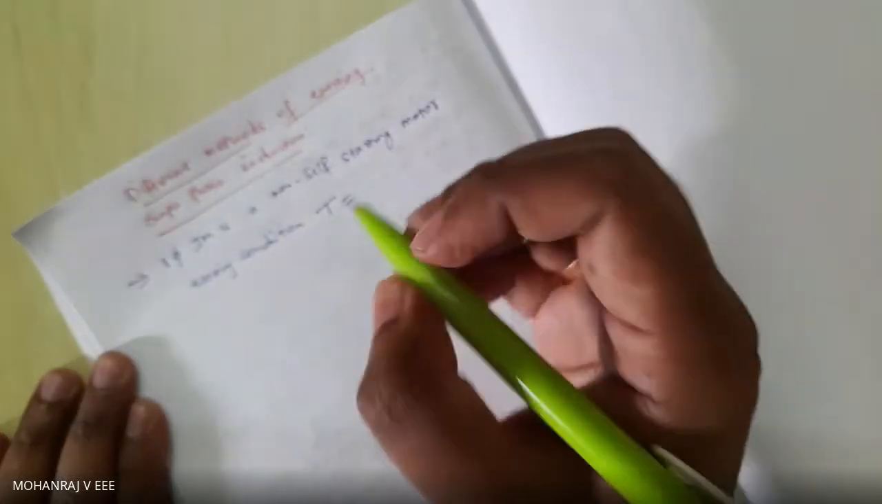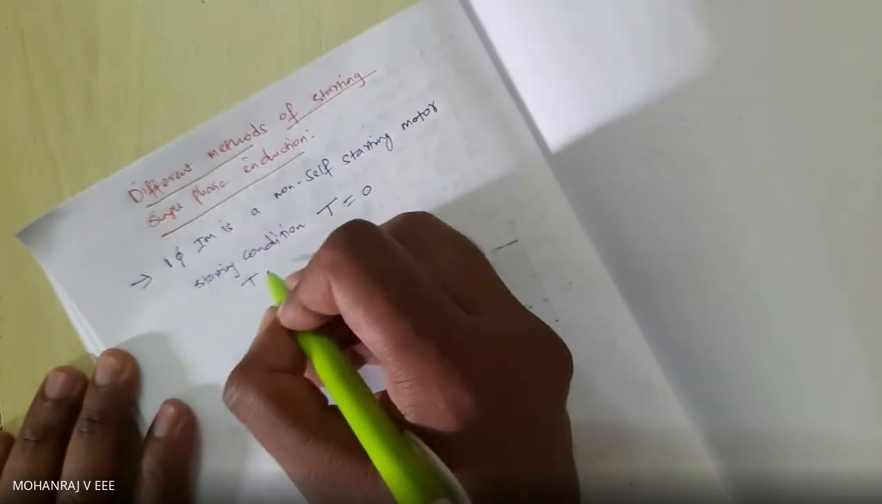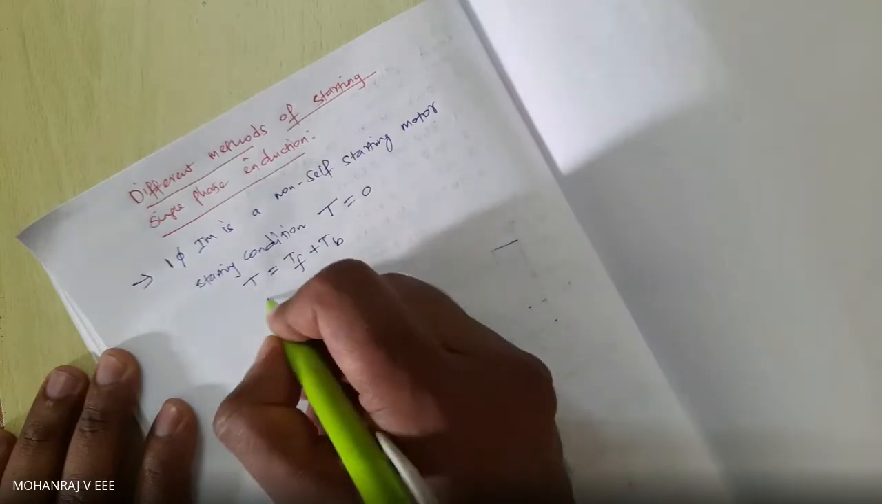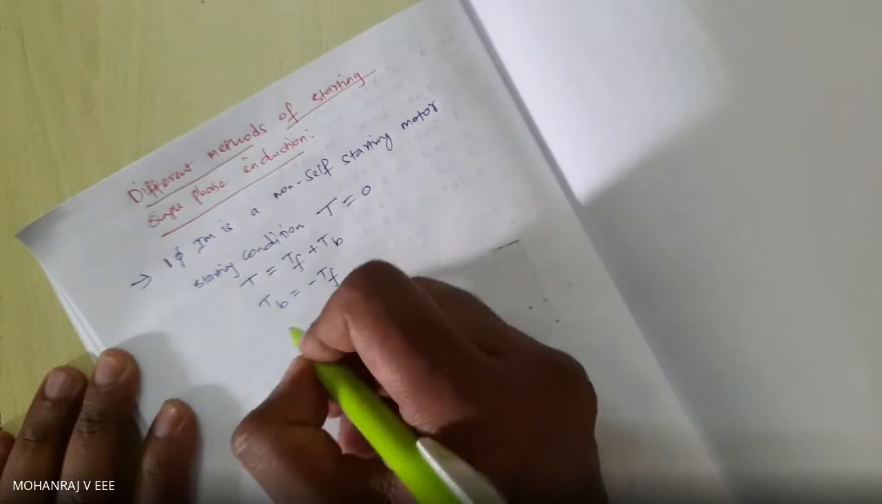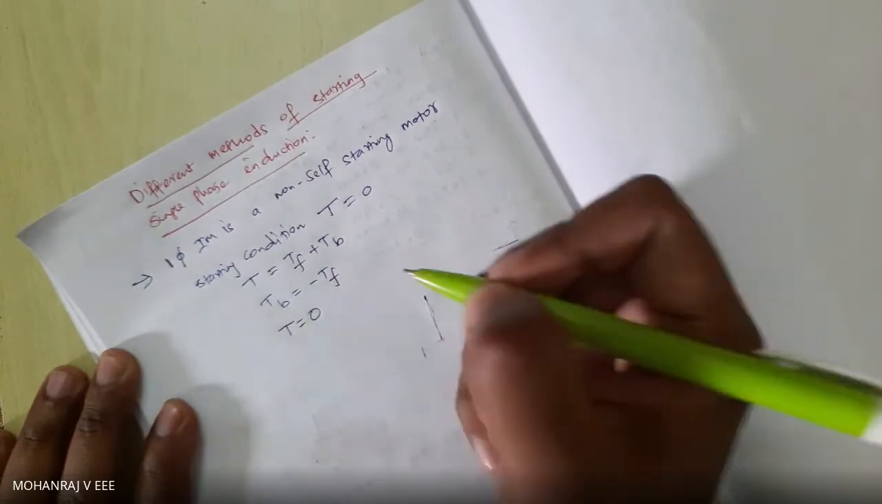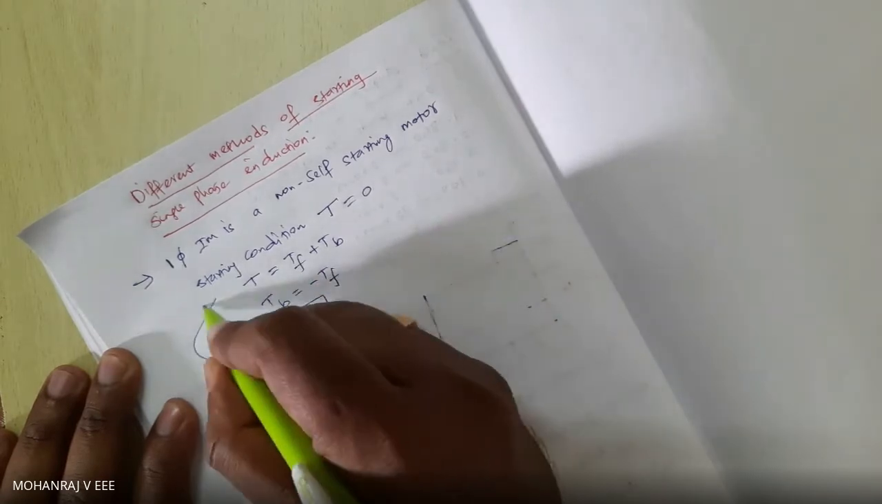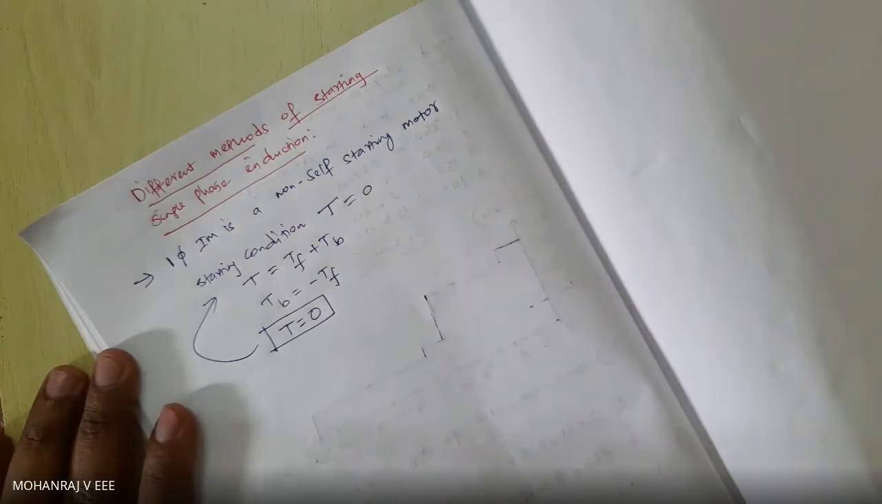torque T was 0. Why was my torque T 0? Because we know that T is equal to TF plus TB, but at starting condition, my TB was equal to minus TF. So my torque becomes 0. My torque was 0 at starting condition. So as the torque is 0 at starting condition, we can say our single phase induction motor is a non-self starting motor.